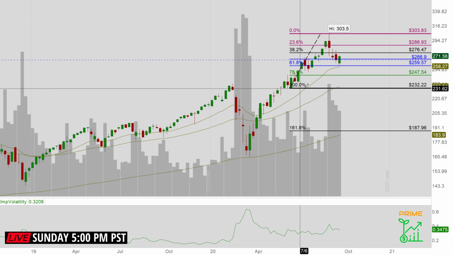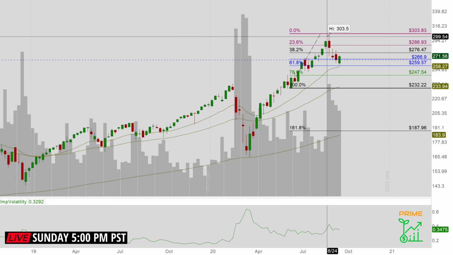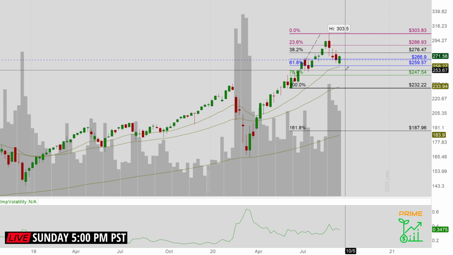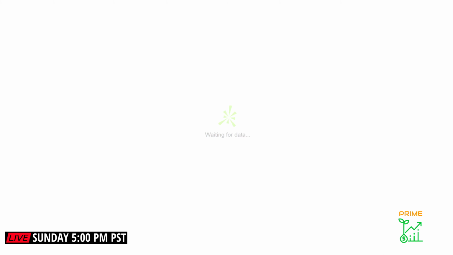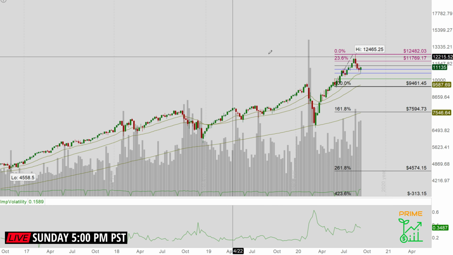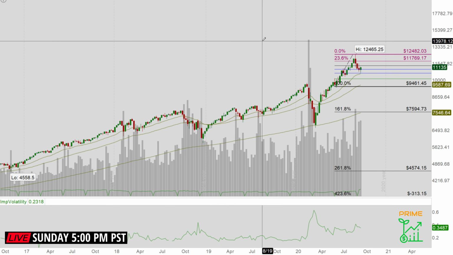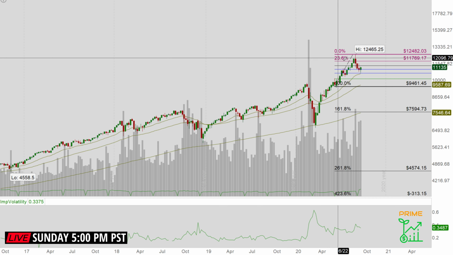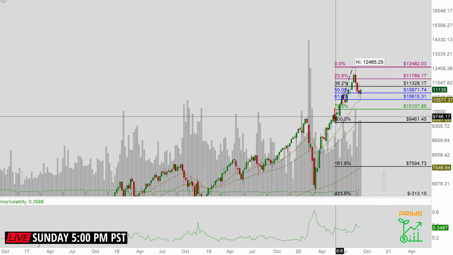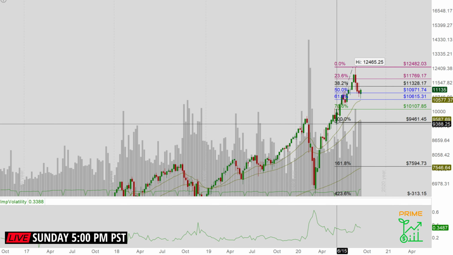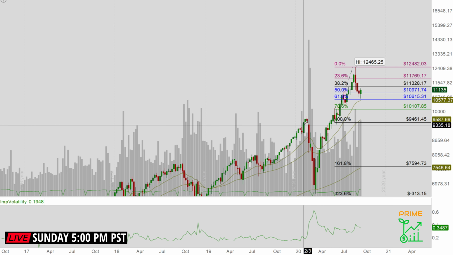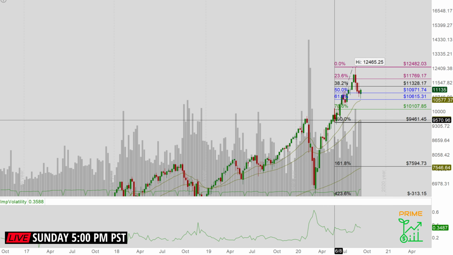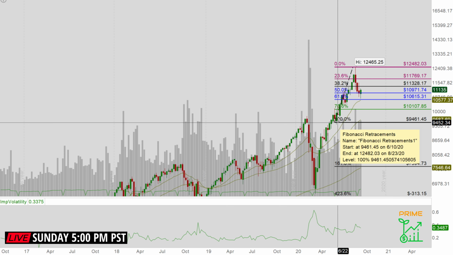Okay, so QQQ pullback, 61.8% Fibonacci pullback. So the next one, NQ, which is the futures of QQQ, or the NASDAQ futures. Same thing, pulled it off of the June pivot, which by the way is about halfway up also, which is another reason, and almost the prior all-time highs. So there's a few reasons why to pull it off of the June pivot.